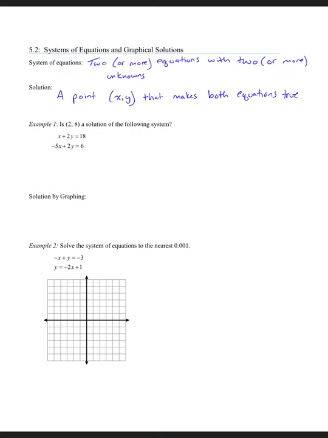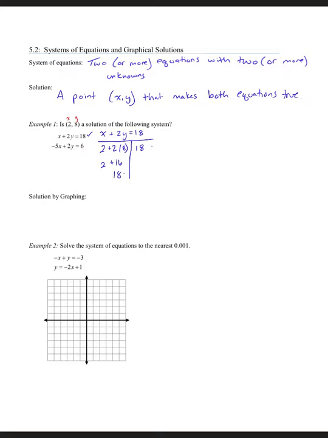So the first example we have is 2a, a solution of the following system. So what we have to do is substitute in our 2 for our x, our 8 for our y. So I'm going to start by rewriting the first one, x plus 2y equals 18, and then I'm going to set up a t-chart and then substitute my values of x and y in. So instead of x, I'm going to use 2 plus 2 times my y, which is 8, and then I have my 18 on the right. And then I simply evaluate this. 2 plus 16 is 18. Well, 18 and 18, we get the same thing. So we know that solution is true for that equation.